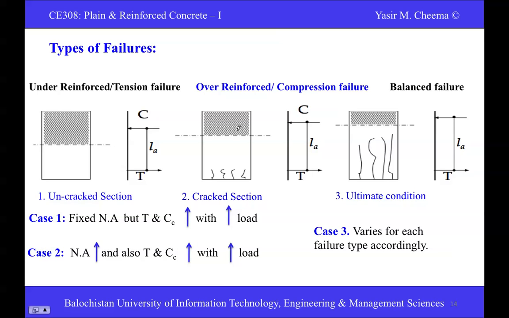First is under reinforced, or tension failure. Under reinforced means reinforcement is less than that required. Tension will be more. Steel takes the tension, concrete does not take the tension. When steel is less, less tension will be accommodated, so failure will be because of tension. Clear? In compression control, the sections are over reinforced.